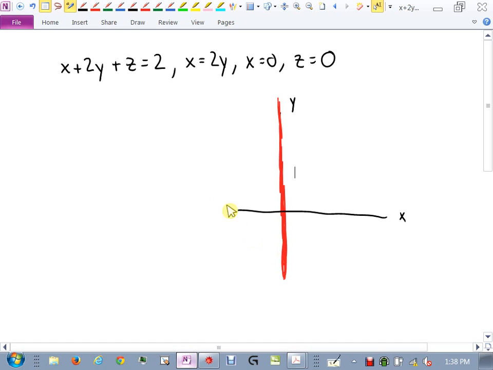And then what about x equals 2y? Well, that would be the same as y is half of x. So that's a line that has a slope of 1/2. So maybe it looks something like this. And again, I'm looking from the top down. So I've got this plane like that. Y'all agree?